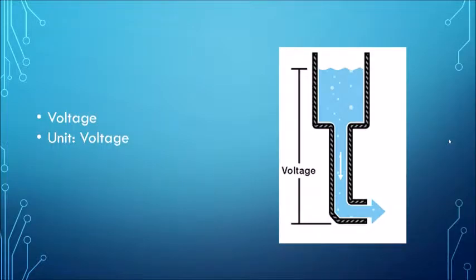So, you can compare electricity to a flowing river. A river has a certain pressure with which it flows. In electricity you call this voltage. So voltage is the pressure with which the power flows through a cable. The unit for this is volt.